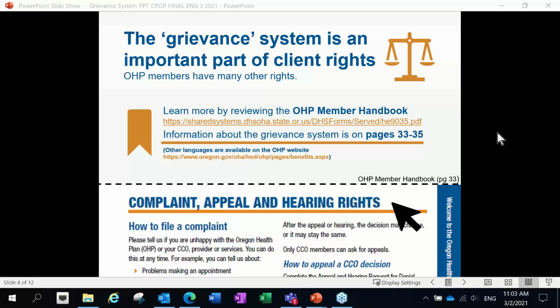Okay, so the grievance system is an important part of client rights or Oregon Health Plan member rights. In the member handbook, Oregon Health Plan members have many rights, and this is one of those. Again, the 3 parts to the system are complaints, appeals, and hearings. And you can find more information in the Oregon Health Plan member handbook on pages 33 to 35. If you go to the link that's on this slide, you can find the Oregon Health Plan member handbook in many different languages.